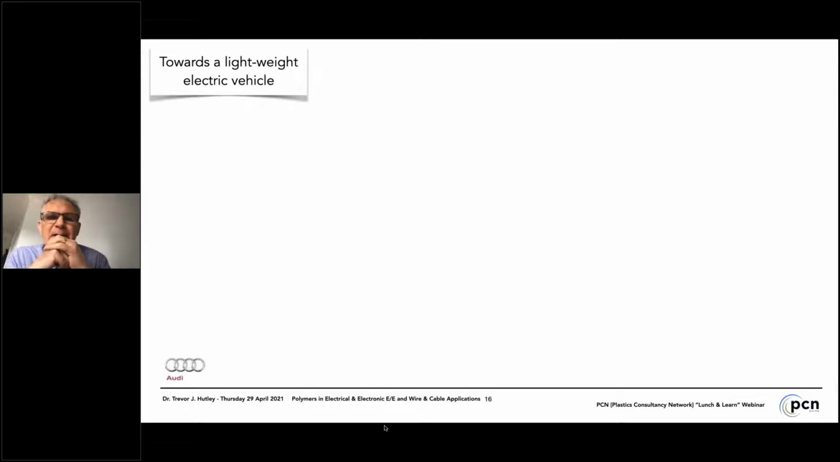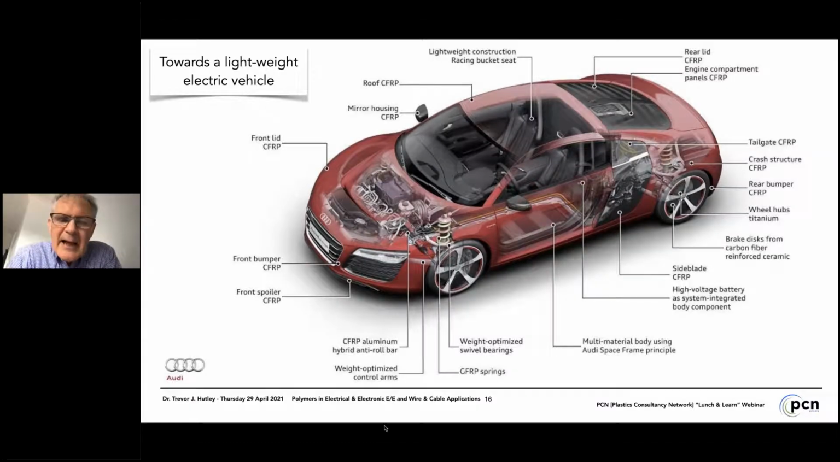So let's look at applications of plastics materials in automotive, electrical and electronic applications and wire and cable. And it's interesting that if you take Audi's latest images for moving towards a lightweight electric vehicle, every feature of this is focused around the lightweight, and actually only at the very location here, when we talk about the high voltage battery as an integrated component, do we mention anything to do with electrical and electronics.